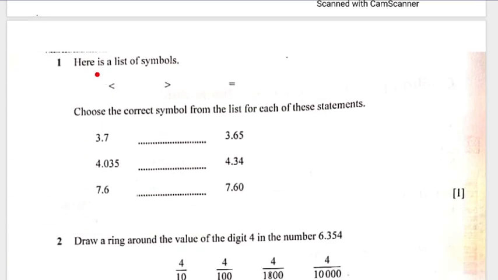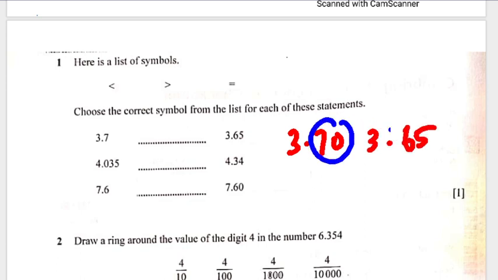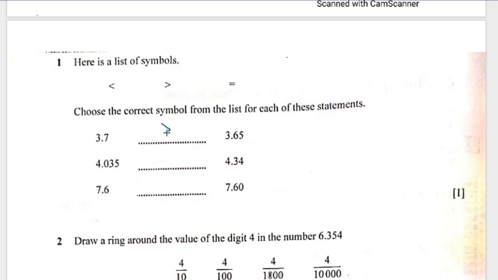Number 1. Here is a list of symbols, which you have less than, greater than, and equal sign. Choose the correct symbol from the list for each of these statements. So we have to fill up the blanks here. We have 3.7 and 3.65. If you compare this one, since you have two decimal places here, maybe you can add another one, which is 3.70, right? So if you have 3.70 and 3.65, if you compare 70 and 65, 70 is bigger, right? So therefore here we put greater.